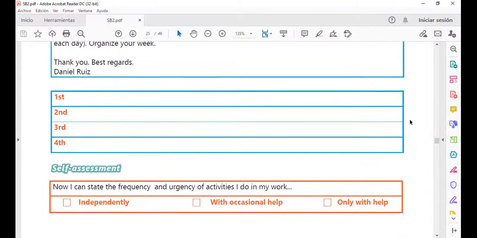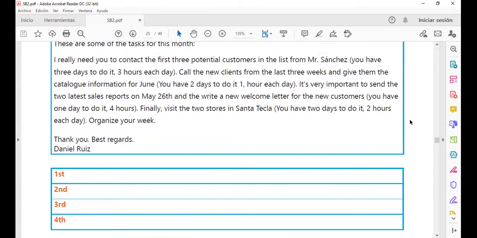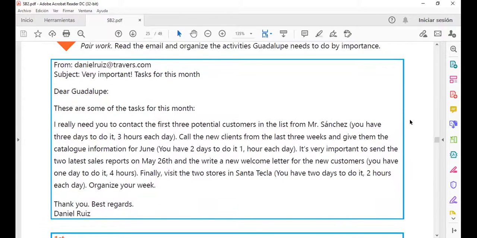So you can see that there are four activities there. So you can see that there we have an email. This is an email. So we have danielruiz@proverbs.com. And the subject, as it says, is very important tasks for this month. Someone that hasn't read, alguien que no haya leído o participado, que nos pueda ayudar acá. Yo. Thank you, Reynaldo.